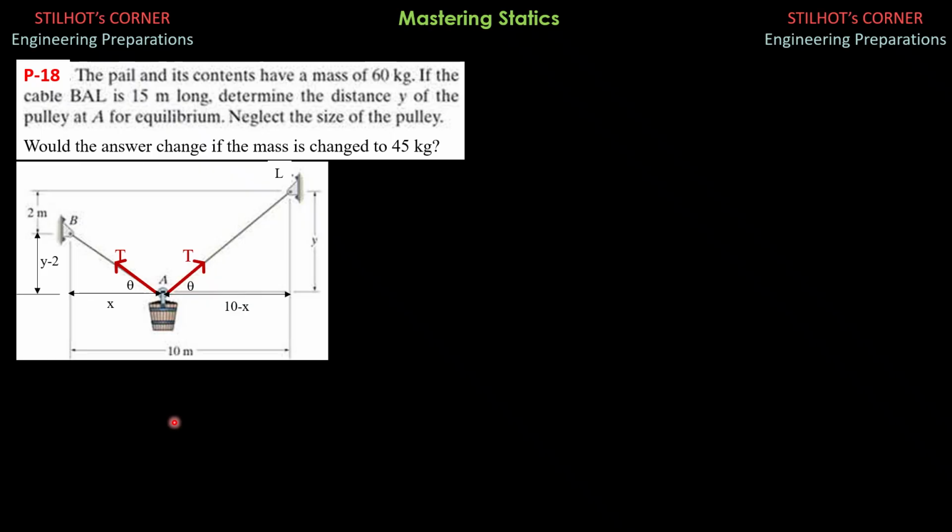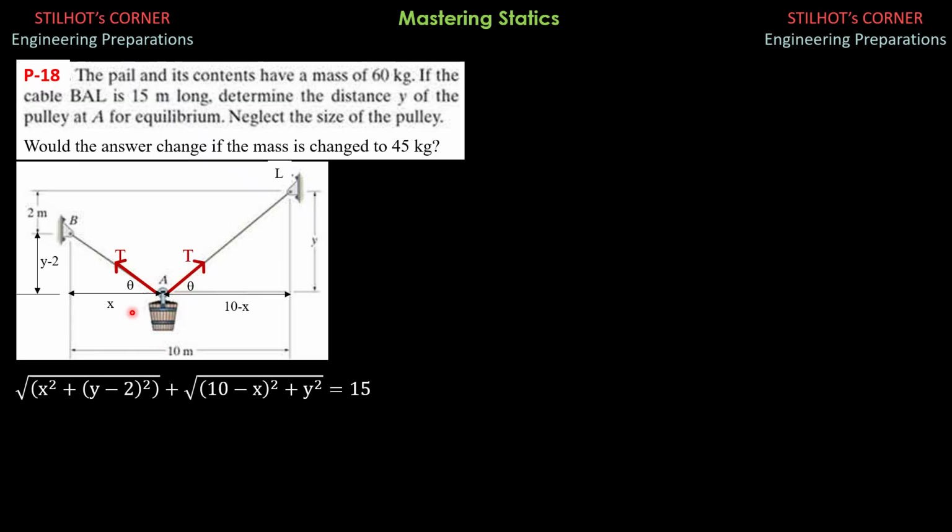So for the satisfaction of the length of the cable BAL, this is square root of x squared plus quantity y minus 2 square, plus this length AL, square root of quantity 10 minus x square plus y square, equals 15. So this is our working equation. Square root of x square plus y minus 2 quantity square plus square root of quantity 10 minus x square plus y square equals 15.